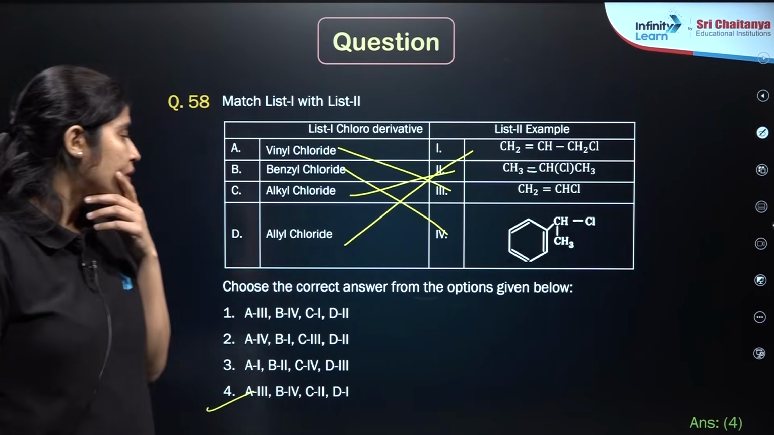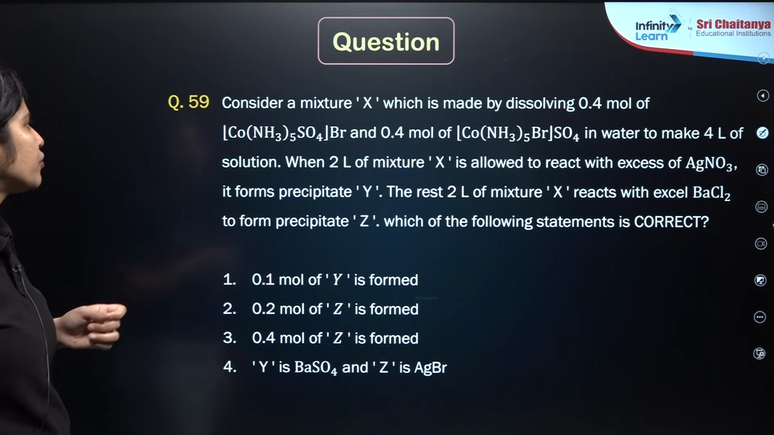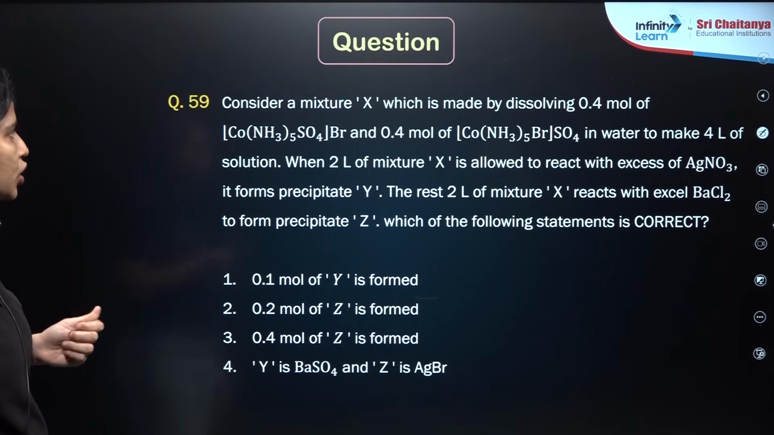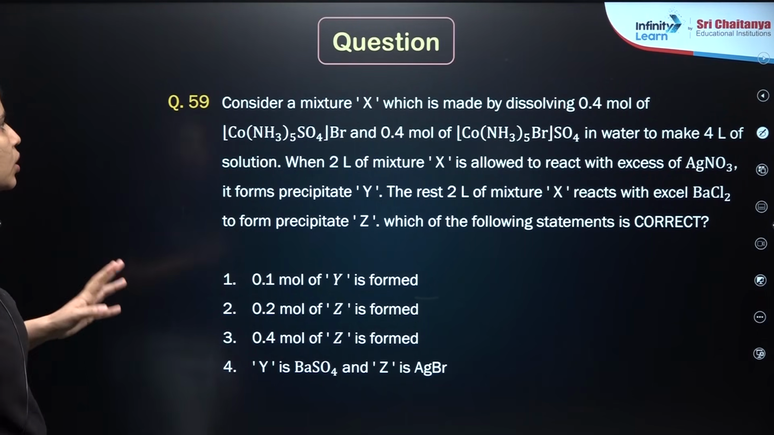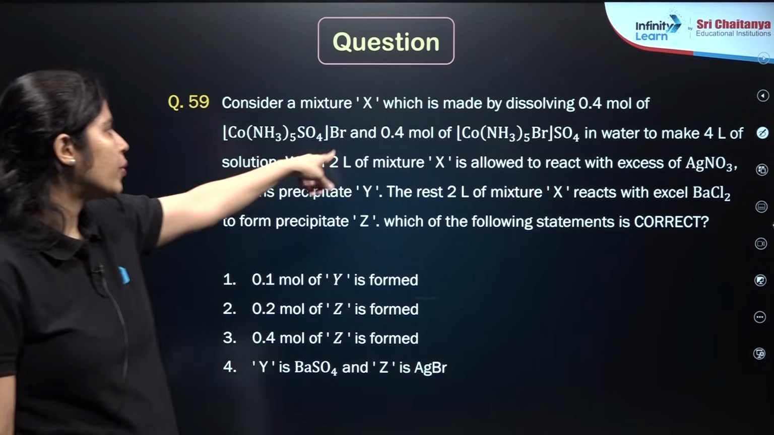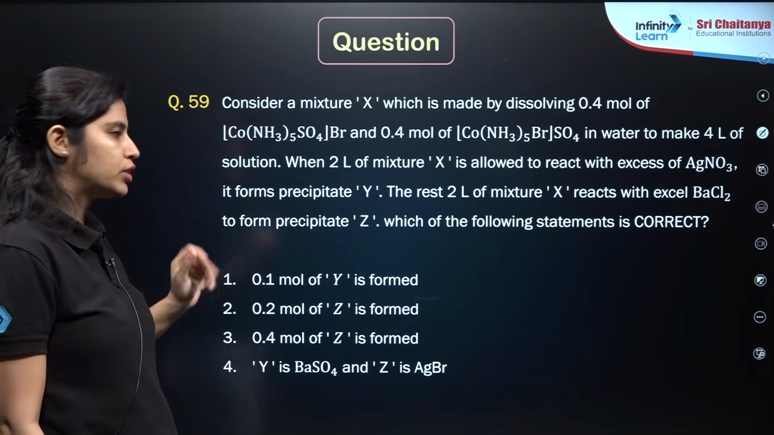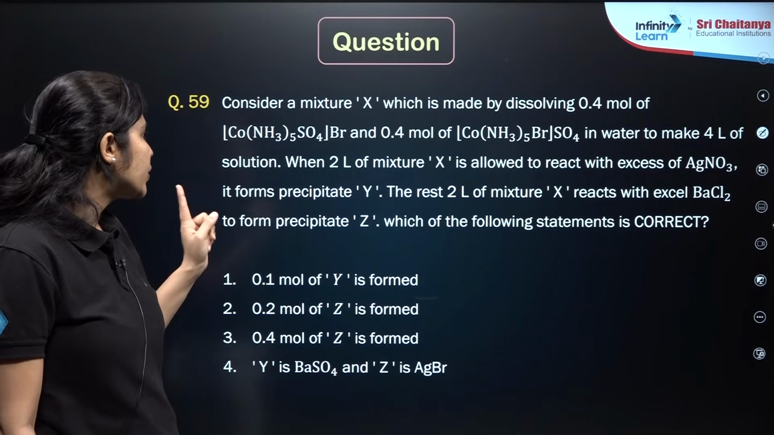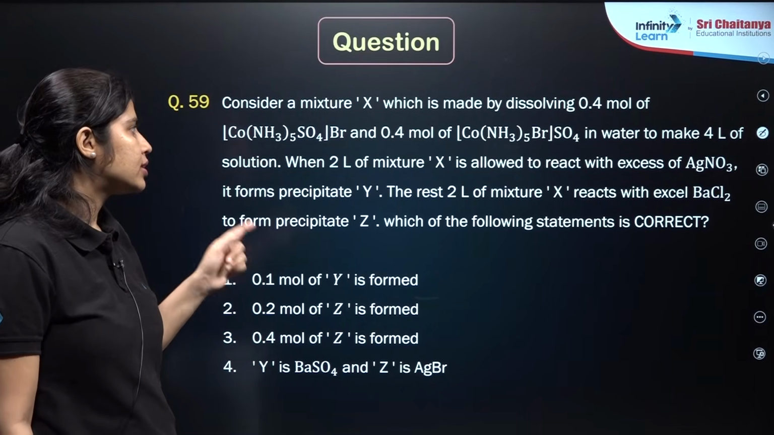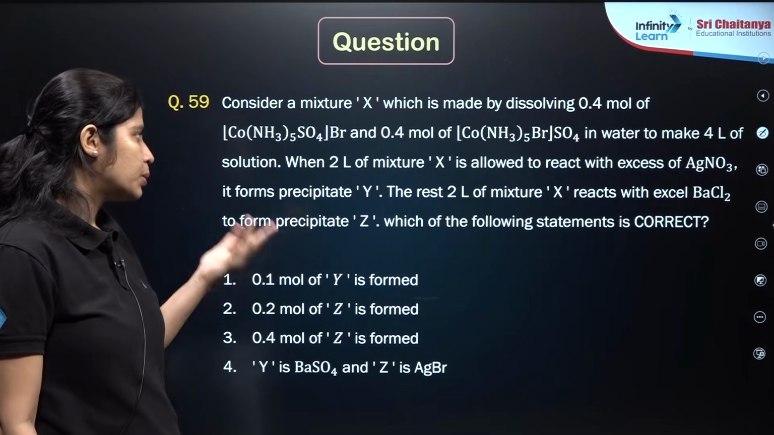That is okay. Let's look at the next one, question number 59. Question number 59 talks about consider a mixture X which is made by dissolving 0.4 mole of this compound and 0.4 mole of the other compound in water to make 4 liters of a solution. When 2 liters of mixture X is allowed to react with excess of AgNO3, it forms a precipitate Y.